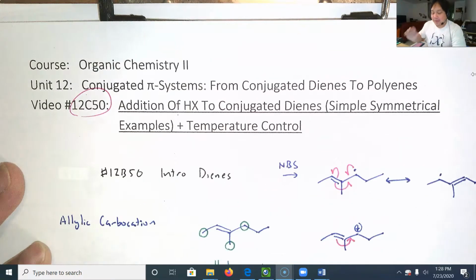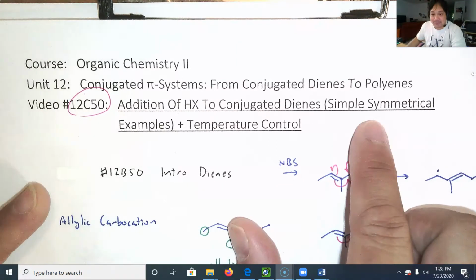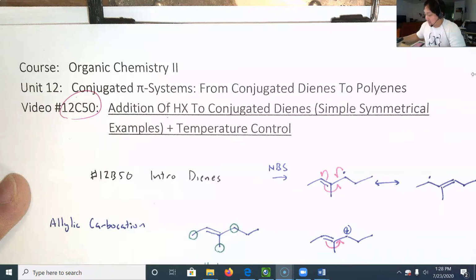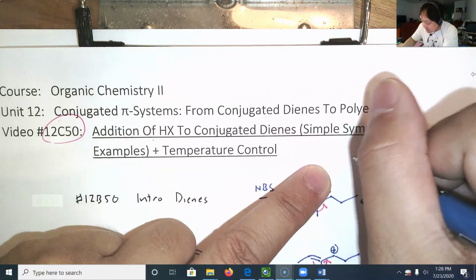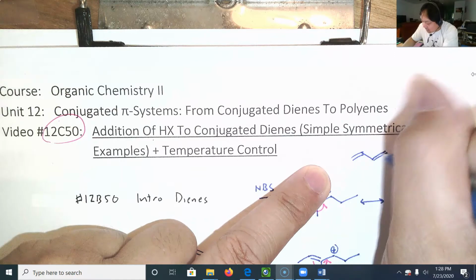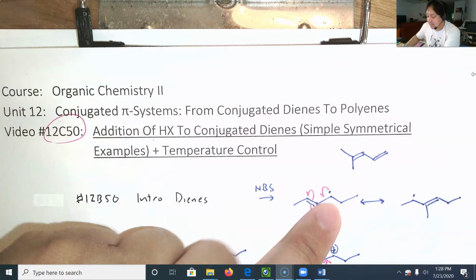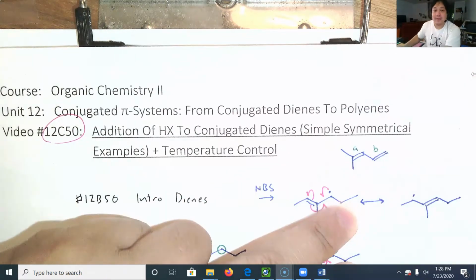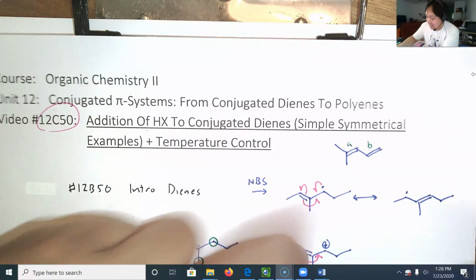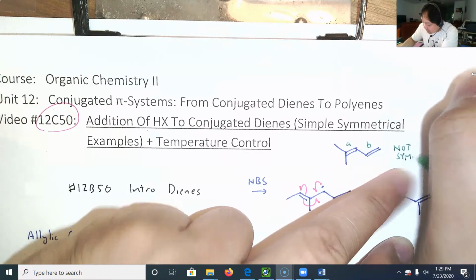And again, I'm not going to give you very complicated examples where the diene is not symmetrical. Let me give you an example, and then I'll be done. For instance, something like this. That's not symmetrical. It makes a difference whether I react at double bond A or double bond B. You will not see those types of examples. So this is not symmetrical.